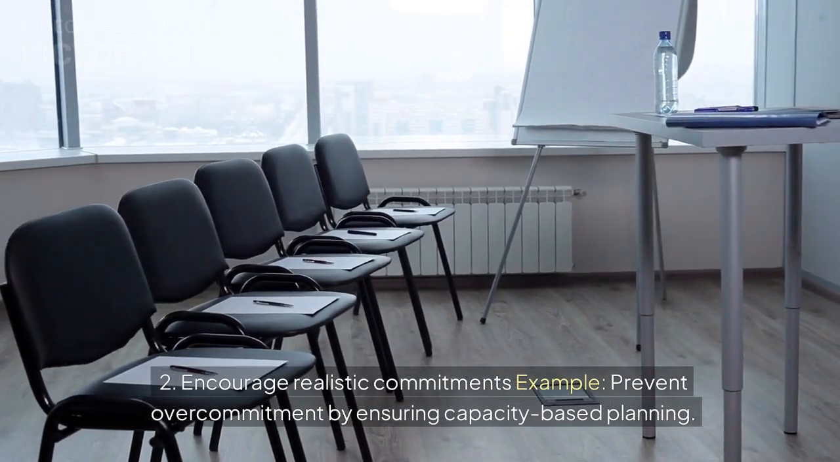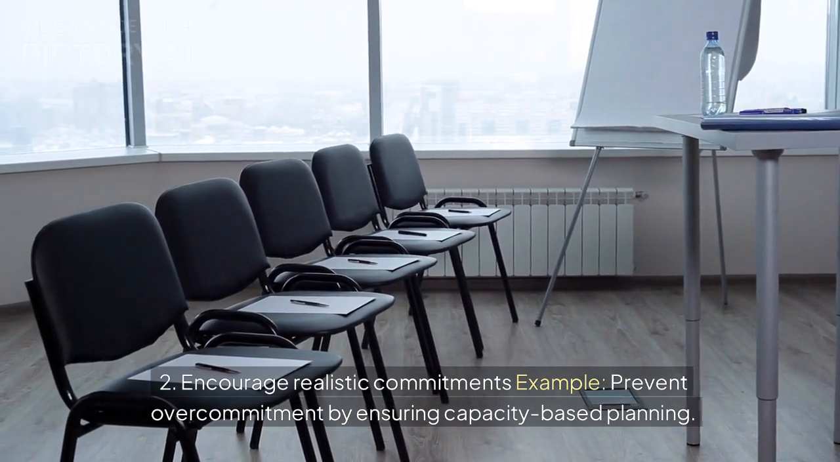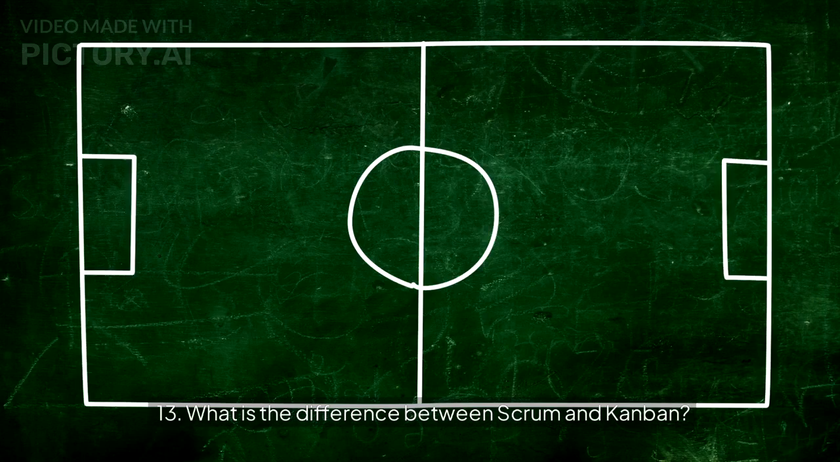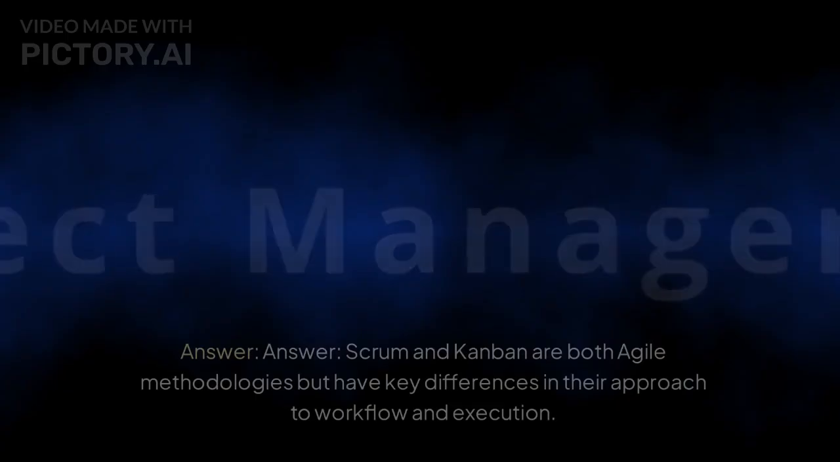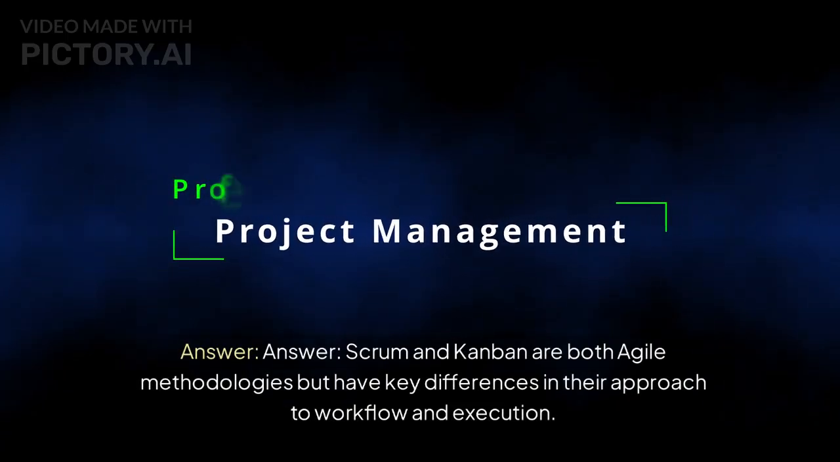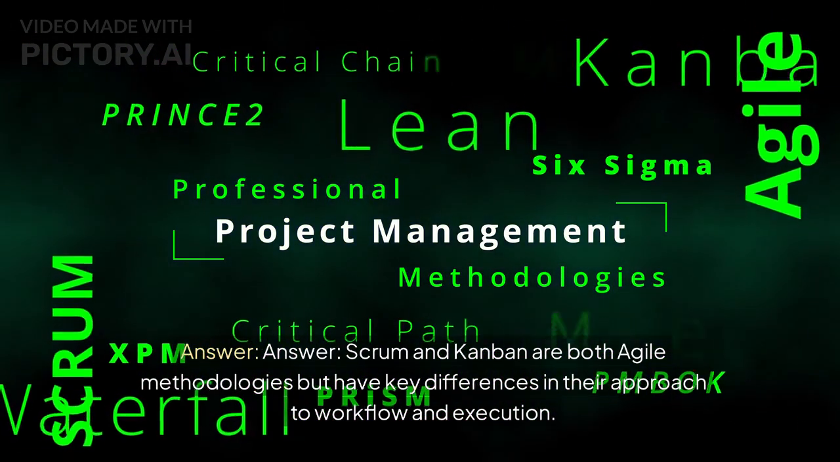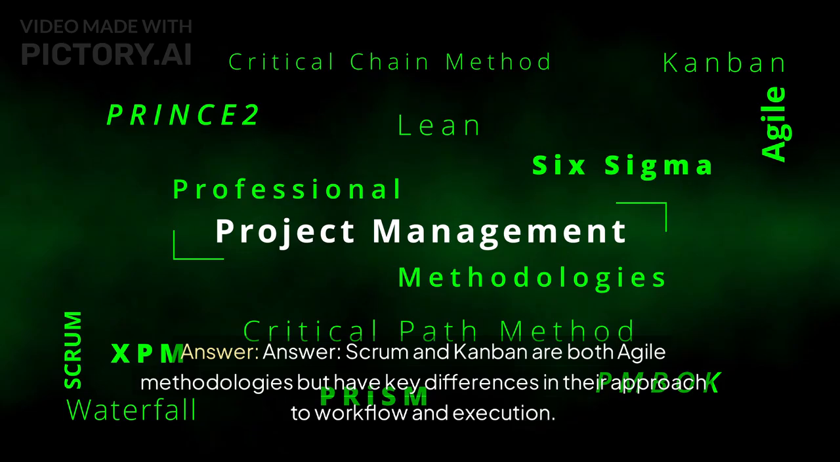Example: prevent overcommitment by ensuring capacity-based planning. 13. What is the difference between Scrum and Kanban? Answer: Scrum and Kanban are both Agile methodologies but have key differences in their approach to workflow and execution.